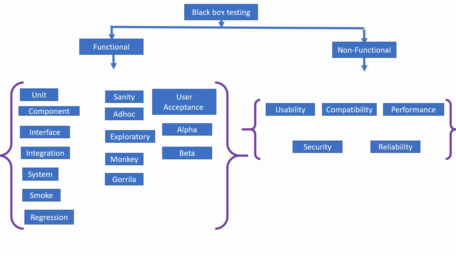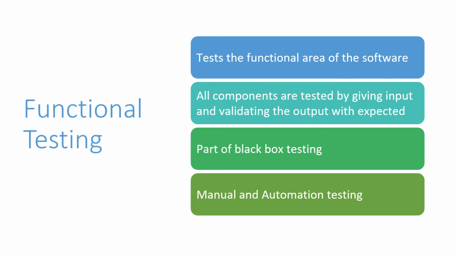Okay, static, dynamic, we have black box, white box. Under black box we have functional, non-functional. Under functional we have these many: unit, component, interface, integration, system, smoke, regression. We have so many. And under non-functional, we have usability, compatibility, performance, security, reliability. So, functional means whatever tests the functionality. Like I need to log in, I need to place an order, I need to add to the cart, I need to search for the restaurant. These are all functional areas, right?